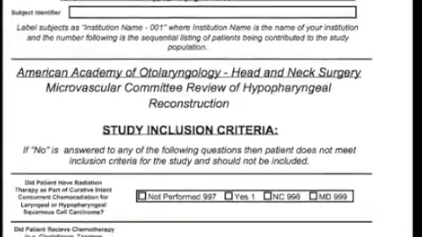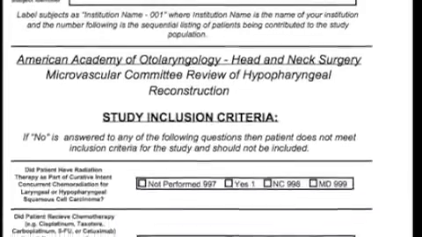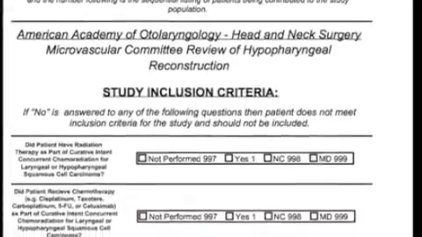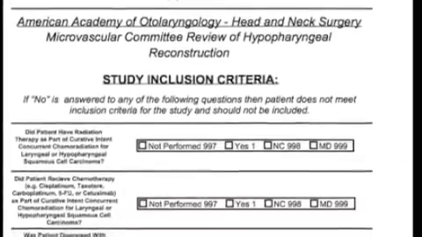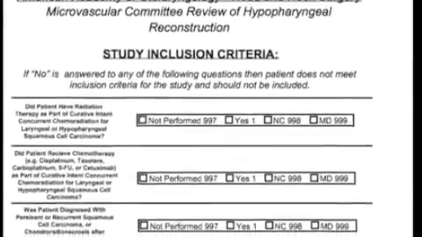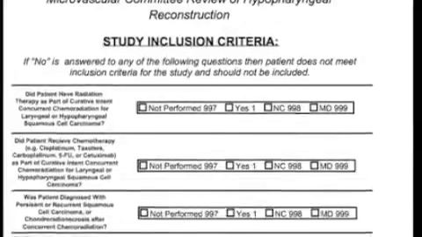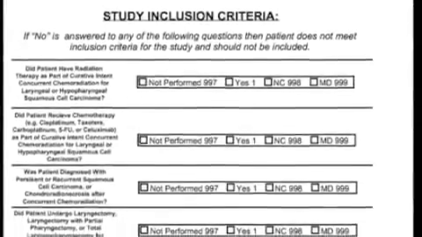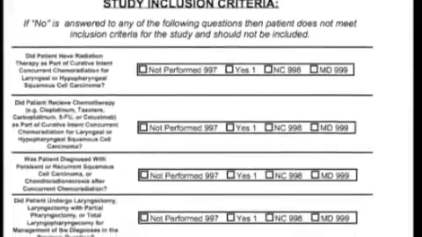Page 1 starts with the unique subject identifier for each patient being included on study. To create each patient's unique identifier, simply take the name of your institution and sequentially number each patient being included. It would be helpful to include this at the top of every page of the datasheet in case any of them come apart. Next are the study inclusion criteria.